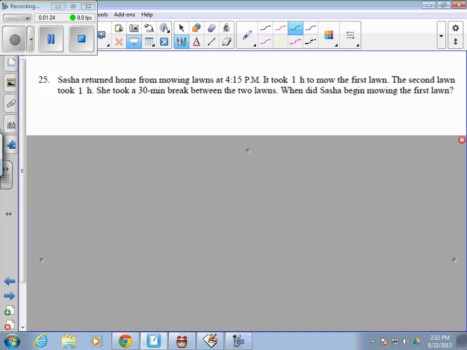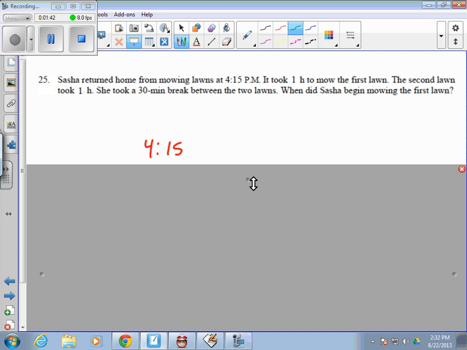25 says Sasha returned home from mowing lawns at 4:15 p.m. It took 1 hour to mow the first lawn. The second lawn took 1 hour. She took a 30-minute break between two lawns. When did she begin mowing the first lawn? All you have to do with this one is work backwards.